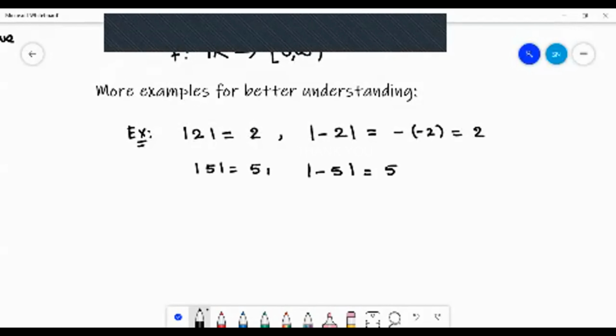Suppose there is an expression inside the modulus function, modulus of x minus 5. In this case, I am not able to decide the sign of x minus 5.